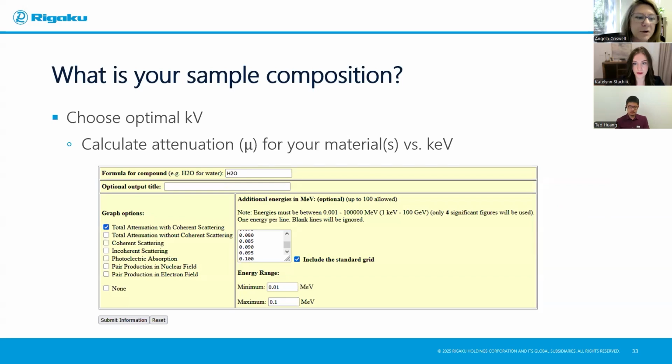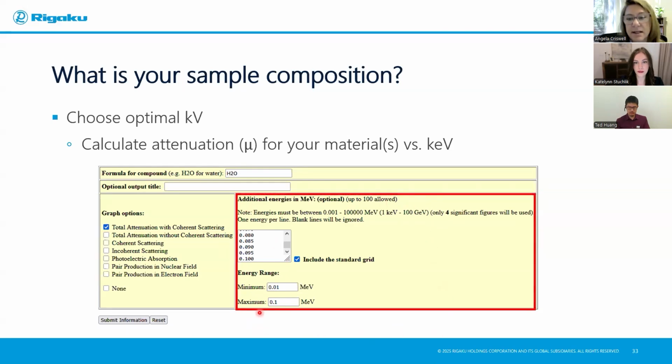So how does this actually work? On the XCOM site here, I said I want to enter in a compound. You give it the chemical formula. If you're using the MuCalc tool, you want to output total attenuation with coherent scattering. On the right side, you give the range in energy that you want to plot. Just keep in mind that this tool always uses units of mega electron volts. So I am setting it here from 0.01, which is 10 keV, to 0.1, which is 100 keV. And you can also enter your own settings, for example, if you want to prepare your own plots.